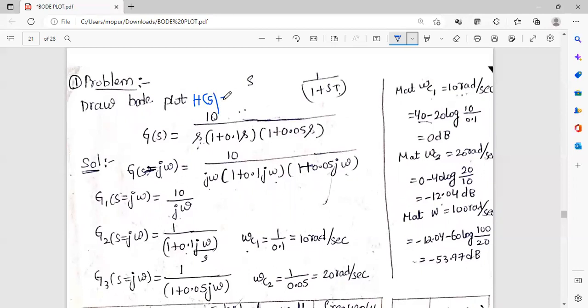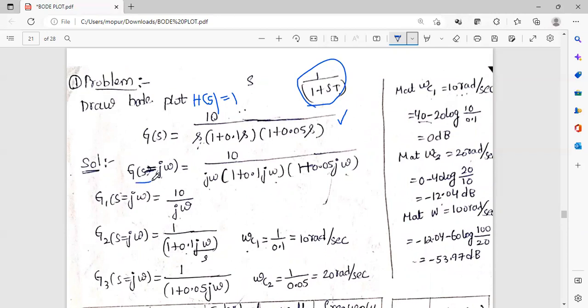So, the first step, as I had said, is GH of S should be taken. GH of S is G of S into H of S. Since H of S is equal to 1, you can take this transfer function directly. Then, given is a time constant form, that is 1 plus st form. If the given is in pole-zero form, you should convert it into time constant form, which I had explained in the first part of Bode. So you can proceed.